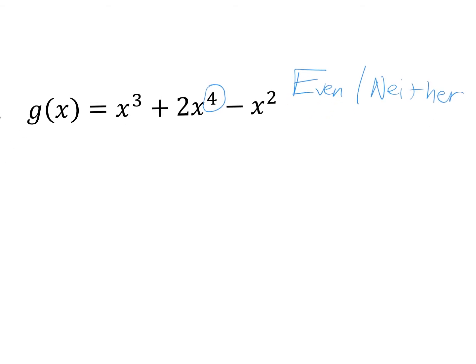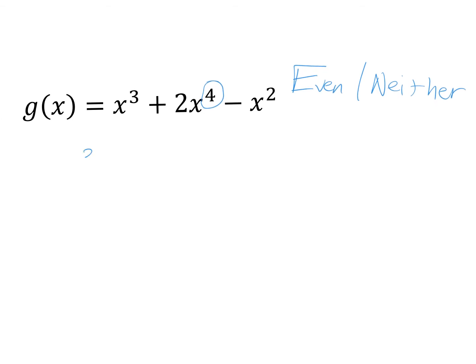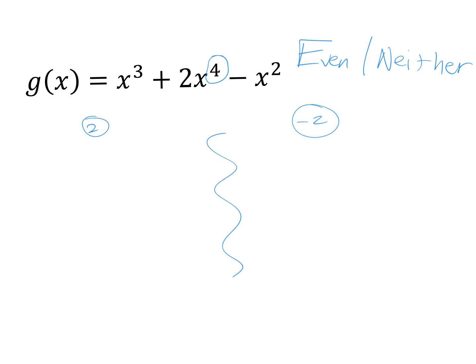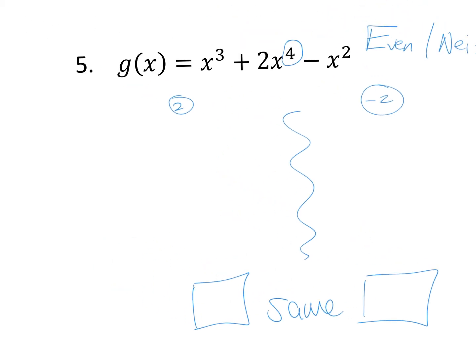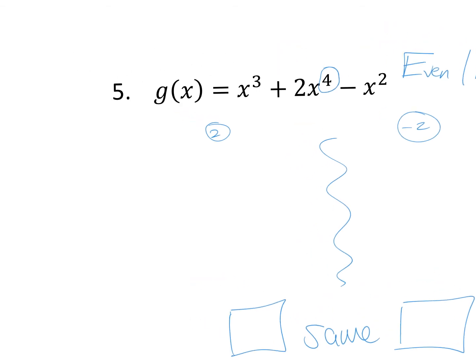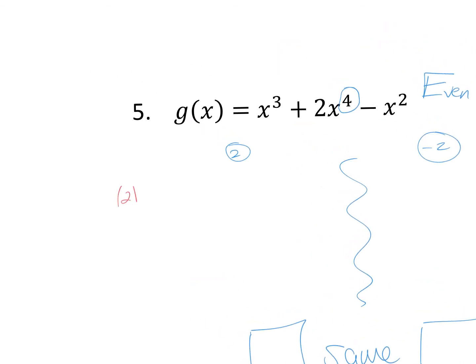Again, any number and its exact opposite, bigger than 1, I'm just always going to stick with 2 and negative 2. If I think this function is even, what are the answers going to be? The same. Same numerical value, same sign. So let's go and evaluate. I have 2 cubed plus 2 times 2 to the 4th power minus 2 squared.